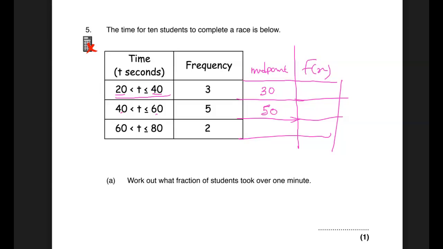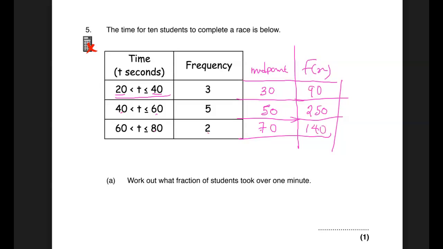So divided by 2 when you add it. 60 plus 80, you add it together. That's going to be what? 140 divided by 2. That's going to be 70. That's the midpoint. You now multiply the frequency and the midpoint together. 3 times 30, that's 90. 5 times 50, 250. Then 2 times 70, 140.